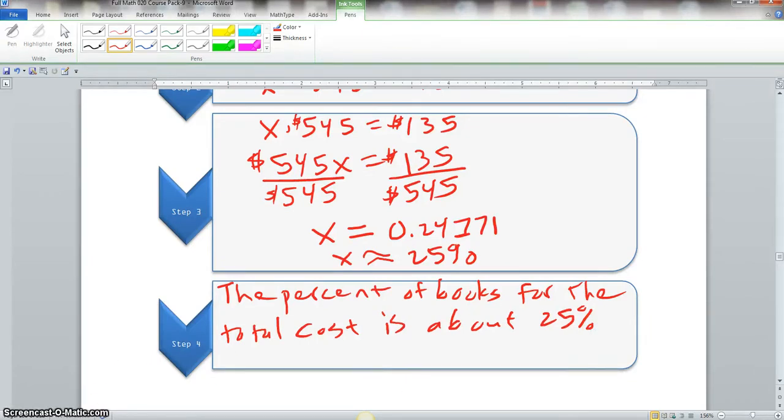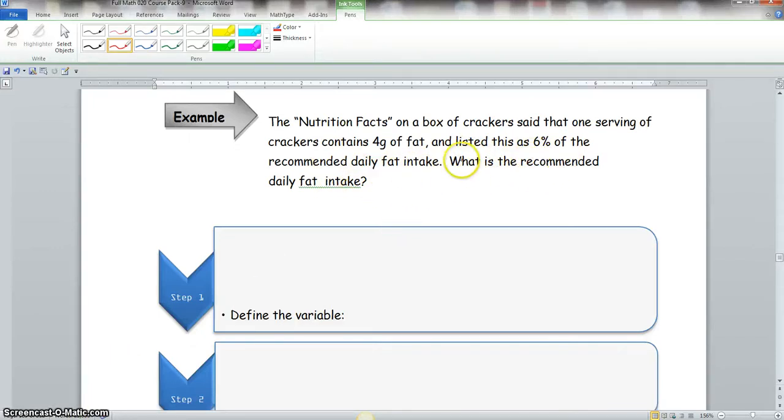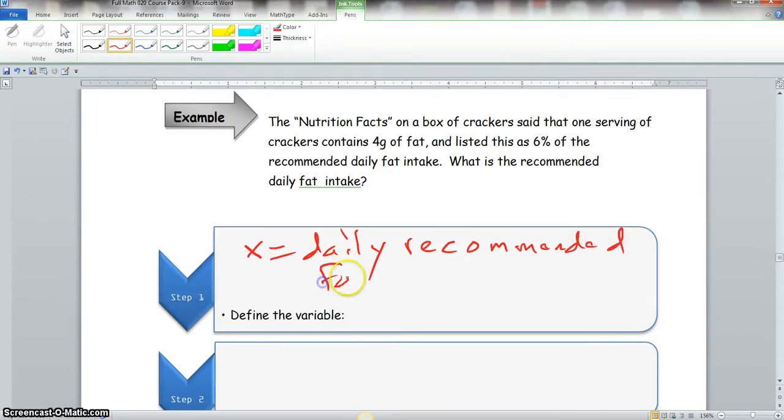Now, we scroll down to the next problem. It says here, the nutrition facts on a box of crackers said that 1 serving of crackers contained 4 grams of fat and listed this as 6% of the recommended daily fat intake. What is the recommended daily? Yes, we had a brief little interruption there. But now what we have to do is define the variable. It says, what is the recommended daily fat intake? So X is the daily recommended fat intake.